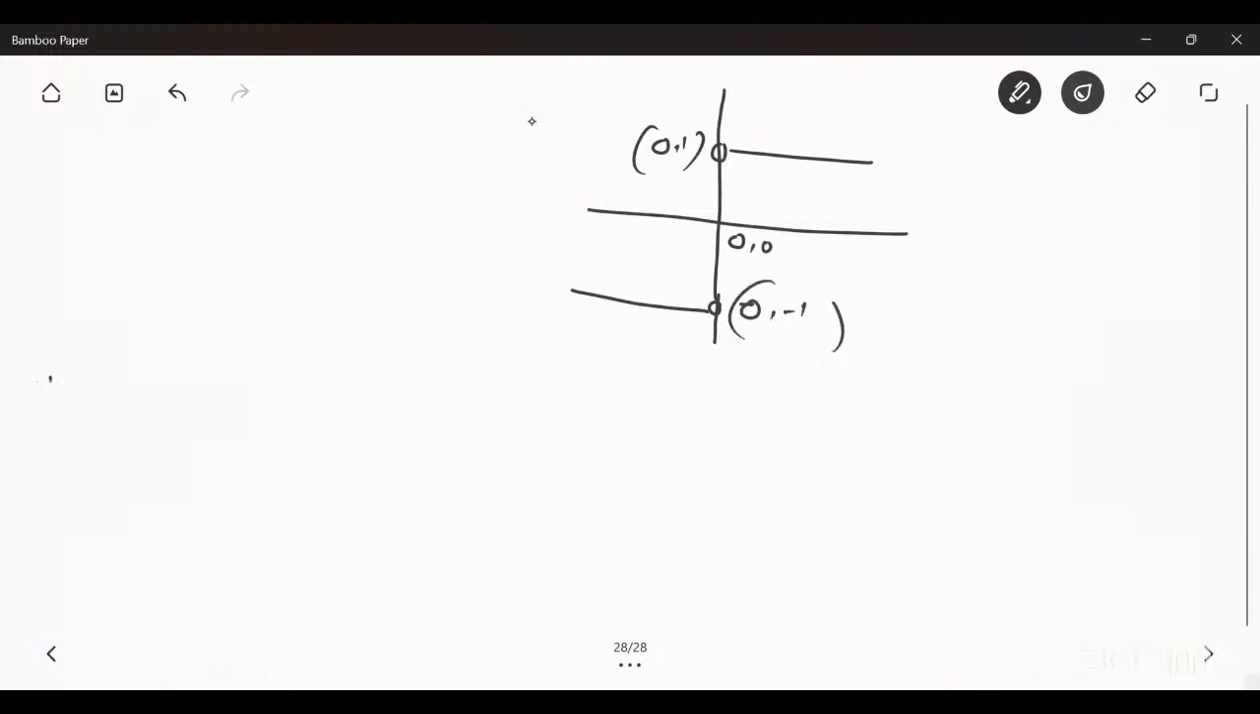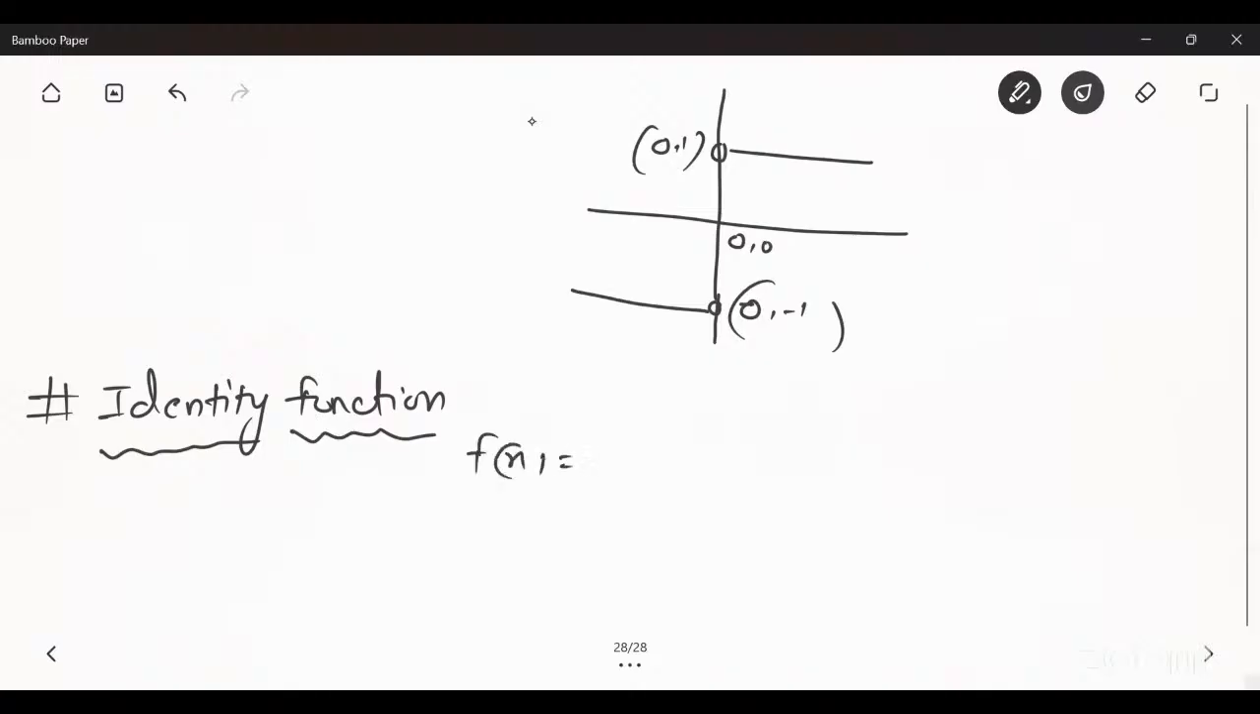Now next is identity function. Identity function means you will put any value, so you will get the same value. Suppose the function is f(x) is equal to x. That means its domain is from -infinity to infinity, and its range is from -infinity to infinity.